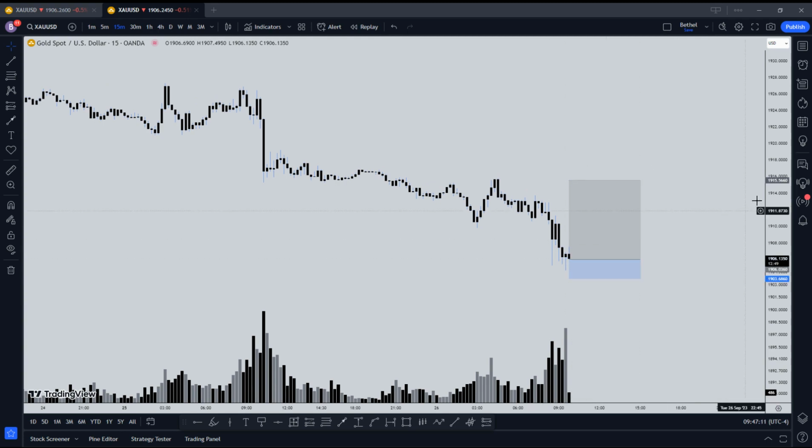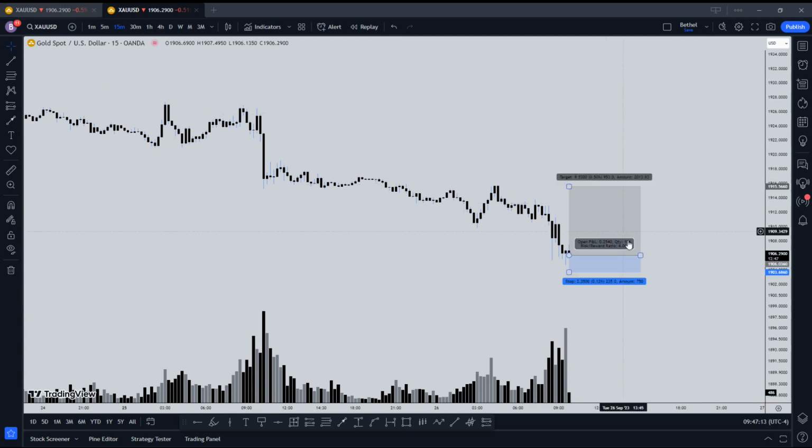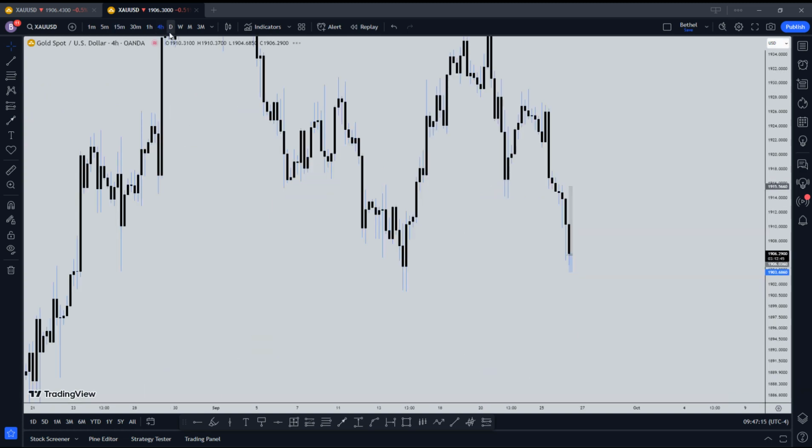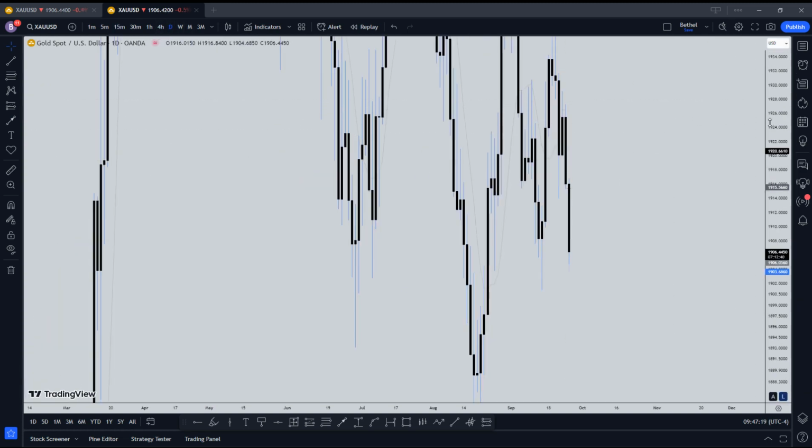Now we're getting into the entry area. So let's see what will happen. Let's continue into our teachings. So where were we? Daily time frame.